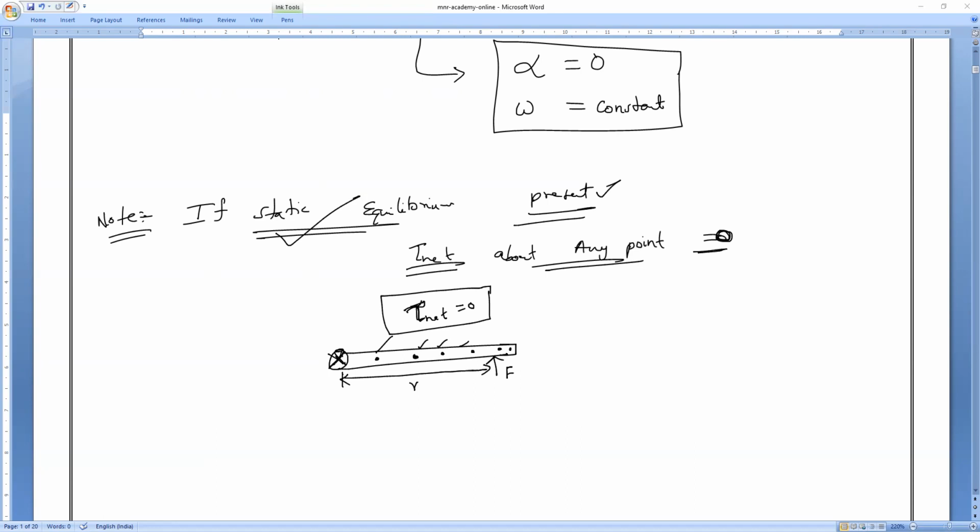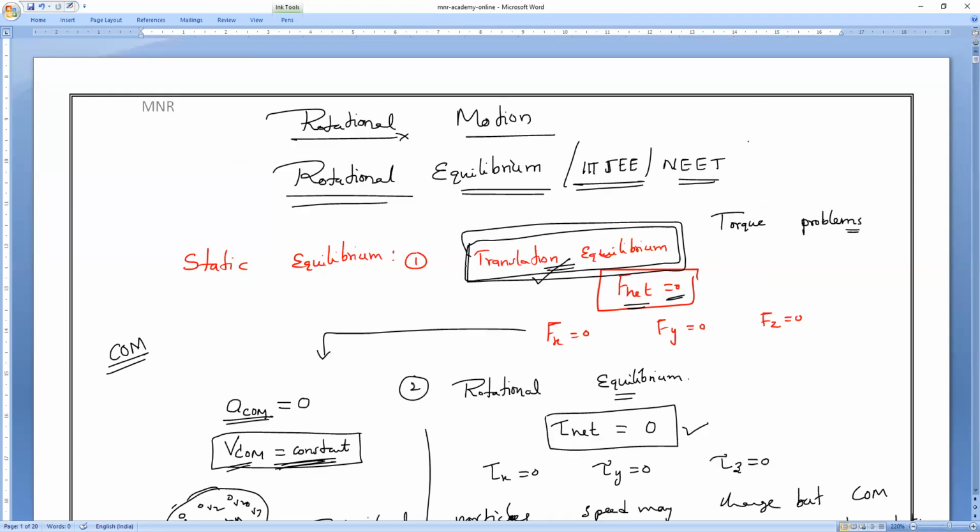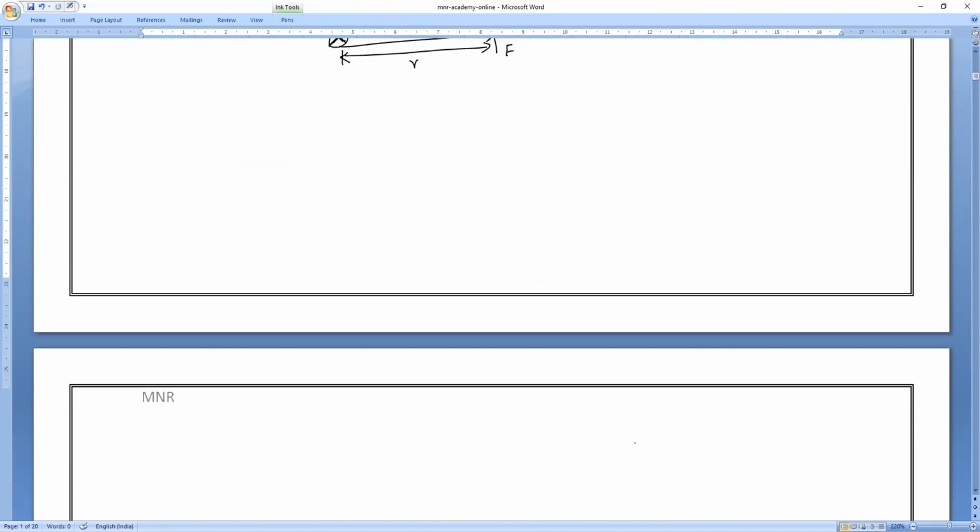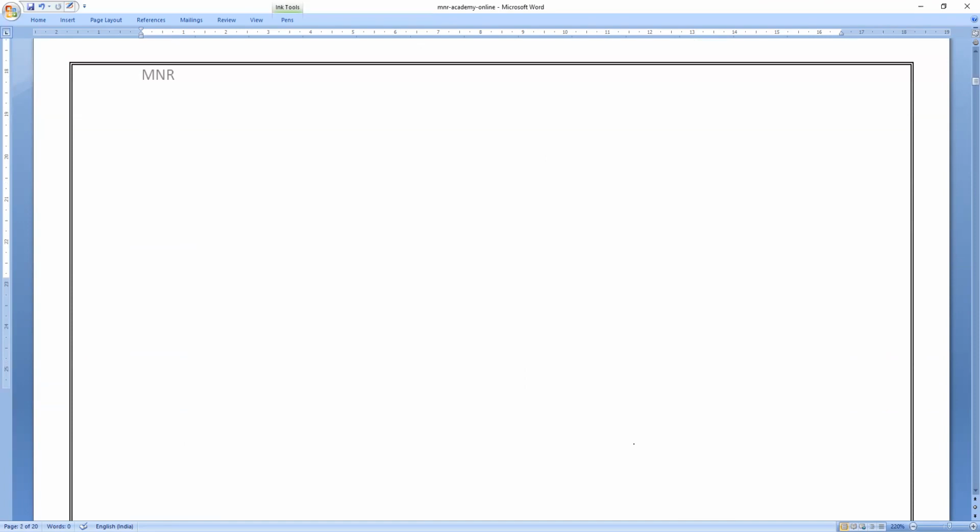Clear, everybody? So that is what you have to remember. If the net torque is zero at any point of a body, then the body is said to be in static equilibrium. So that is the only concept of rotational equilibrium. Rotational equilibrium means what, everybody? Net torque zero in all the directions, x direction, y direction, and as well as z direction. Now, based upon this, one big, most important, complicated question will be solved. That's all. It is enough to understand the things.